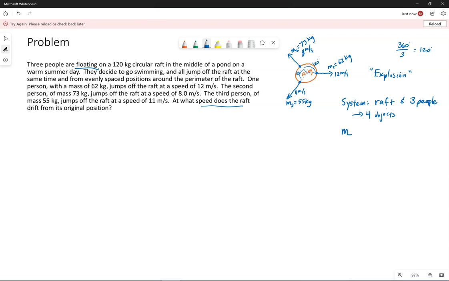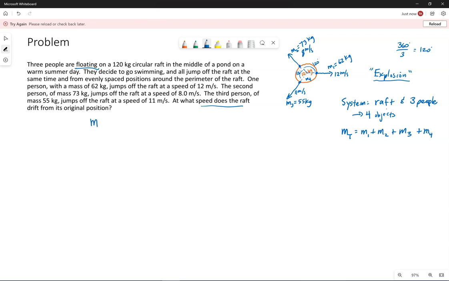The total mass is mass of person 1 plus mass of person 2 plus mass of person 3 plus the mass of the raft. So let's call the raft object 4. Initially, they are one big object, just floating. Because any motion that occurs for the raft overall is based off of all these people jumping off at the same time, we can say that momentum is conserved.